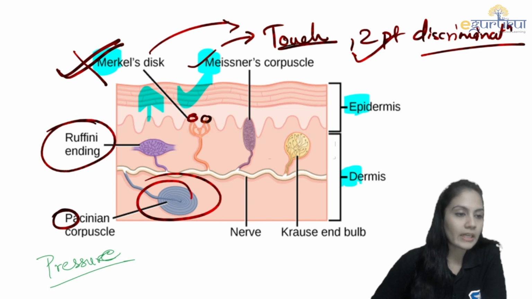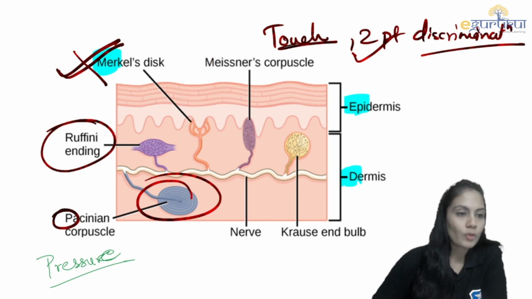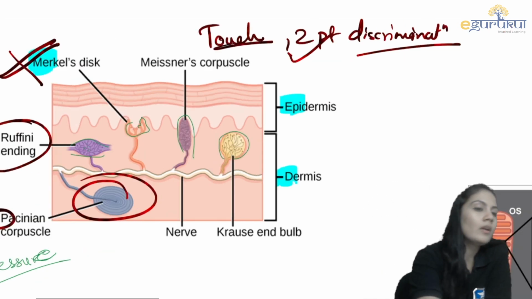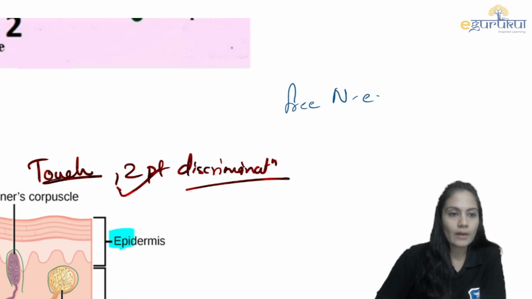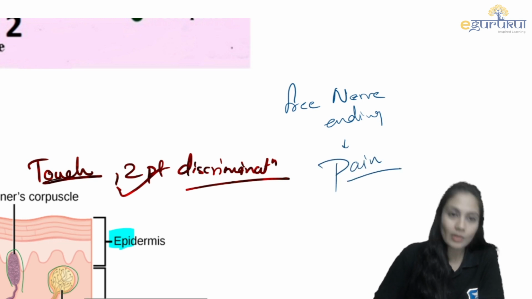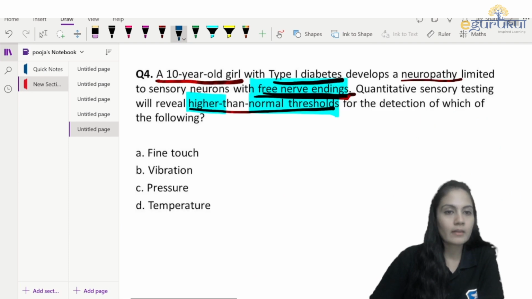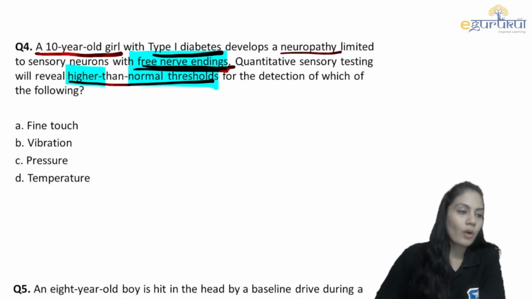Now there are free nerve endings, which are not shown over here. See, everything shown has a capsule-like covering. They are not free nerve endings, right? These nerve endings are well encapsulated. But there are some nerve endings which are free. Remember the free nerve endings: what do they sense? Yes, they sense the pain sensation. So if you know that free nerve endings sense pain, then definitely you will go with the pain sensation.